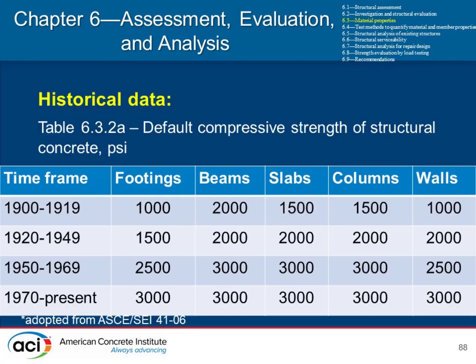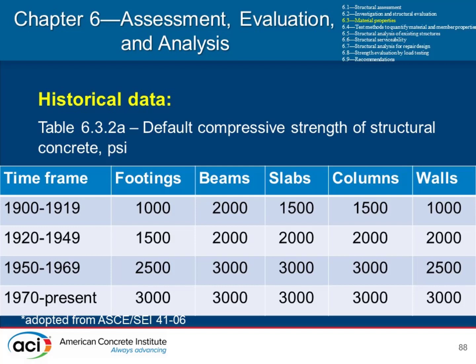So let's look at these historical data for a minute. This is a reproduction, slightly simplified, of table 631A, which gives the default compressive strength of structural concrete. The time frame in the left-hand column of the table is the date of construction of the structure that's being investigated. And you can see we have different compressive strengths specified for the different elements of the structure constructed during these different time frames.